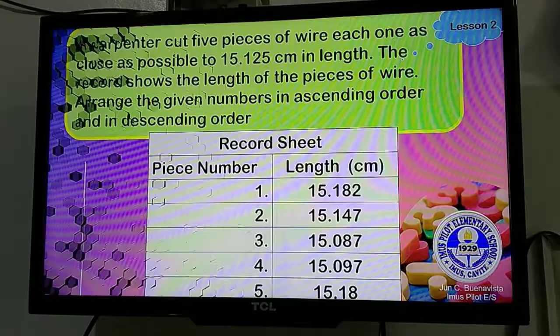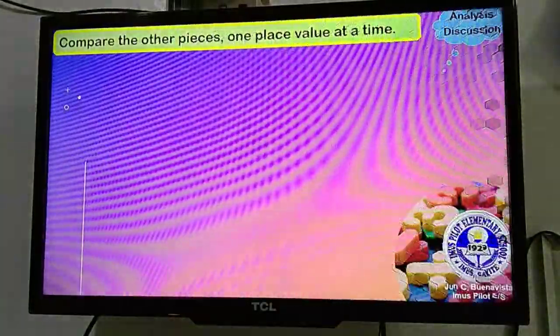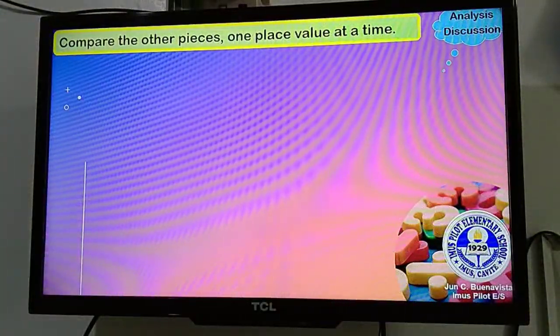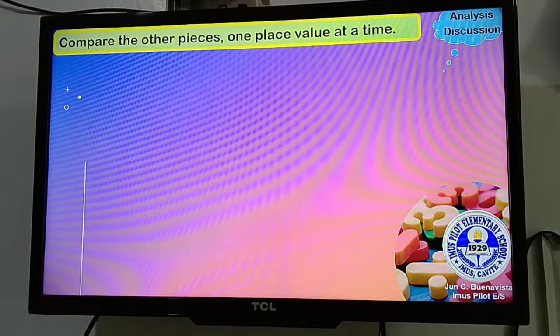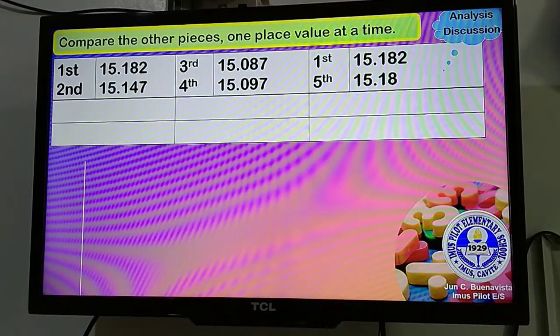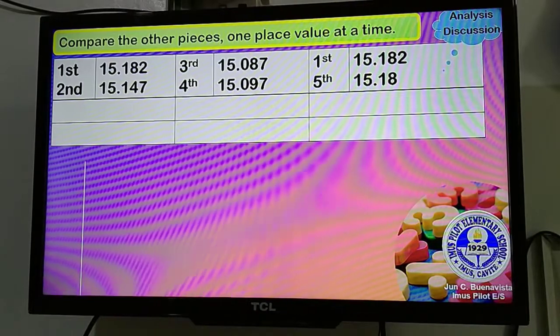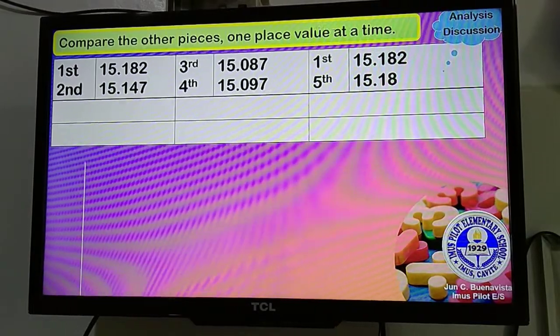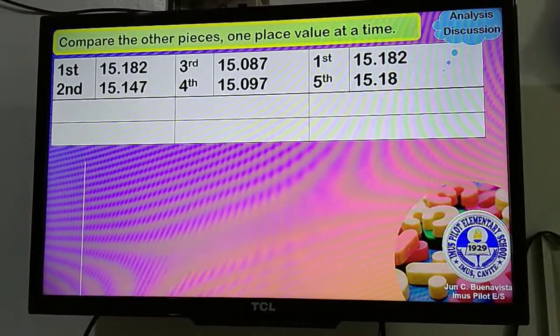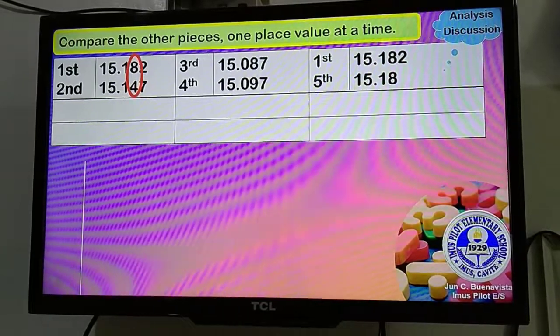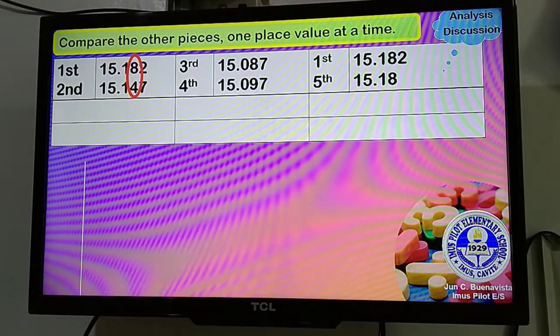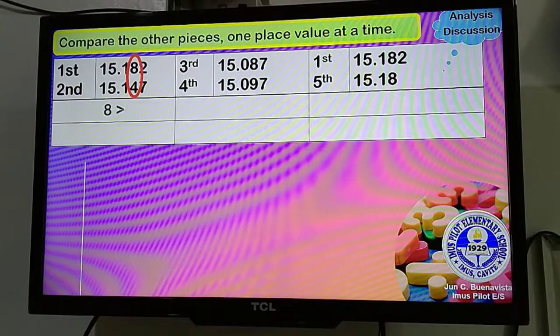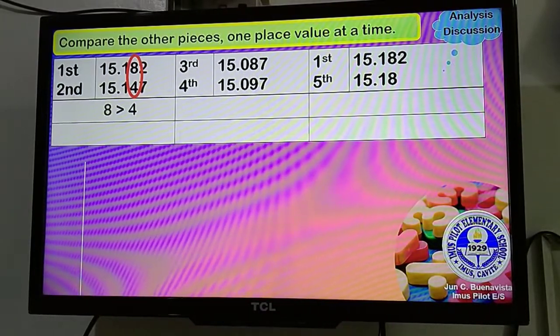So we are going to compare the numbers one place value at a time para malaman natin kung sino ang malaki sa kanilang lahat, para kung sino ang mauuna. Now, look at this. Our first number is 15 and 182 thousandths, and the second number is 15 and 147 thousandths. So same lang sila, but in the hundredths, magkaiba sila ng number. So sino yung malaki? Si 8 or si 4? Okay, so si 8. So therefore, 8 is greater than 4.